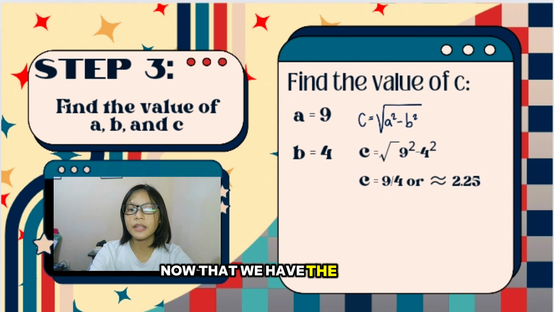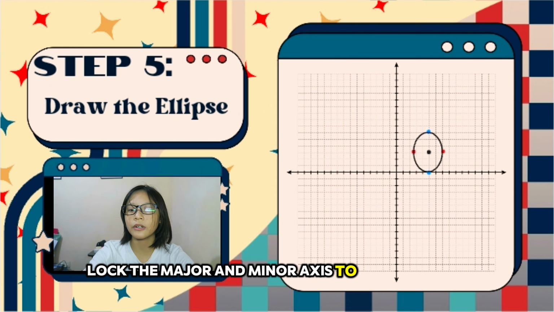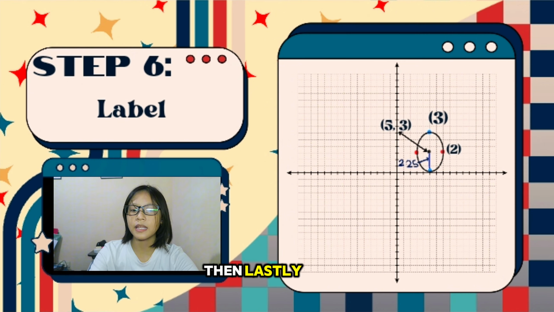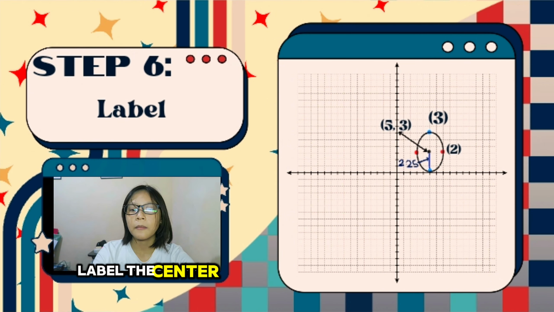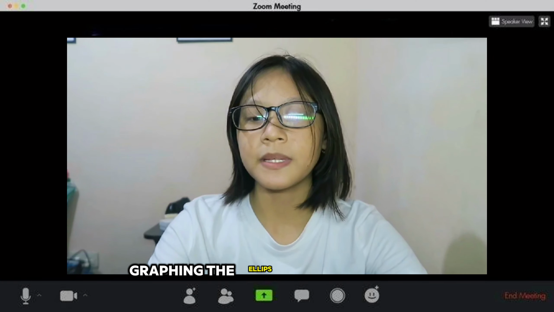Now that we have the center, let's find the value of a, b, and c. Now let's plot the center. Plot the major and minor axes to draw the ellipse. Then lastly, step 6, label the center, minor, major axis, and the foci. See, graphing the ellipse isn't that hard.